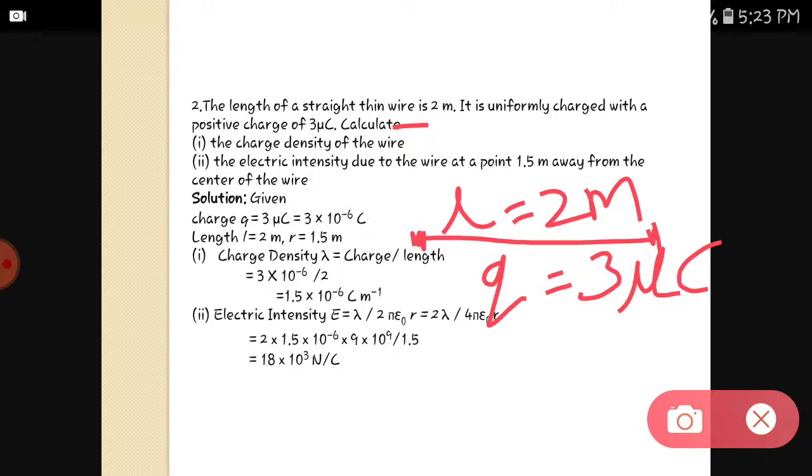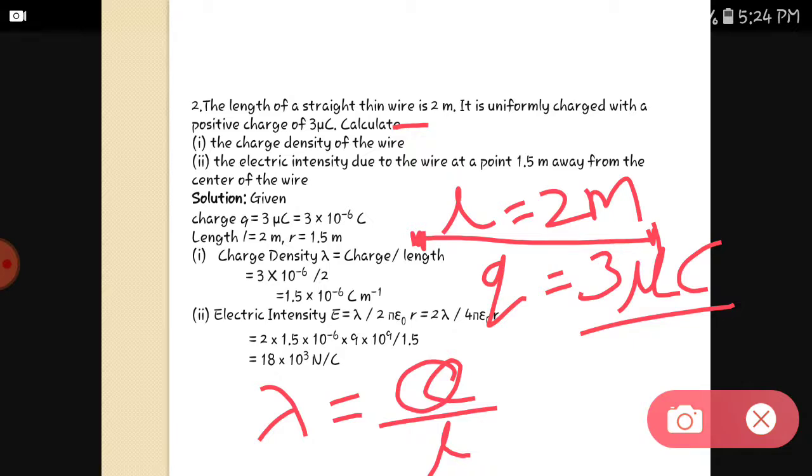Calculate the charge density of the wire. What is charge density? It should be a linear charge density, as it is a wire. It is linearly distributed. So lambda will be charge divided by length. As we know, charge is given as 3 microcoulomb, and length is given as 2 meter. So we can find the value for charge density, which is lambda. It is as easy as that.